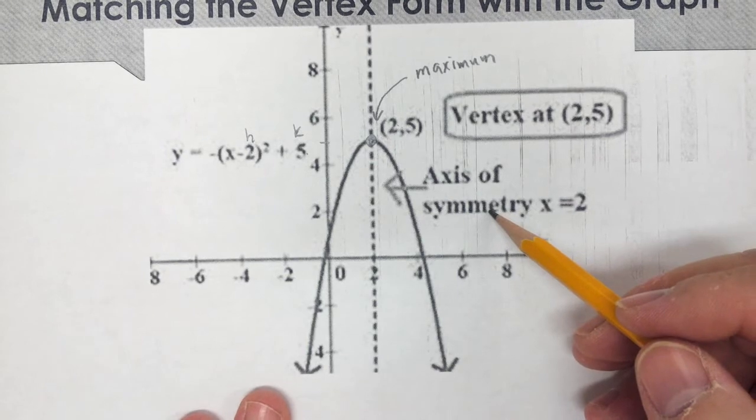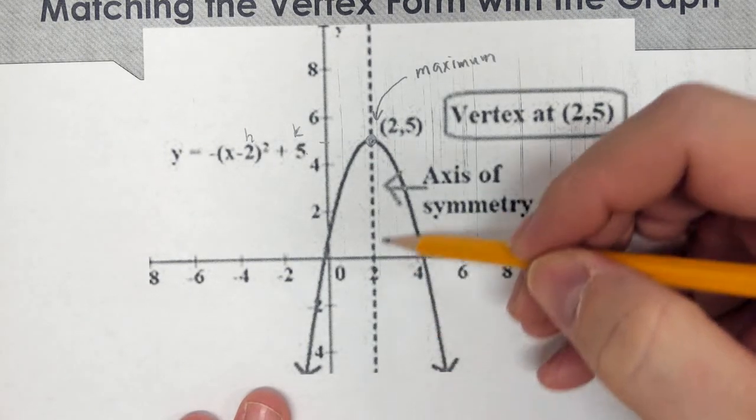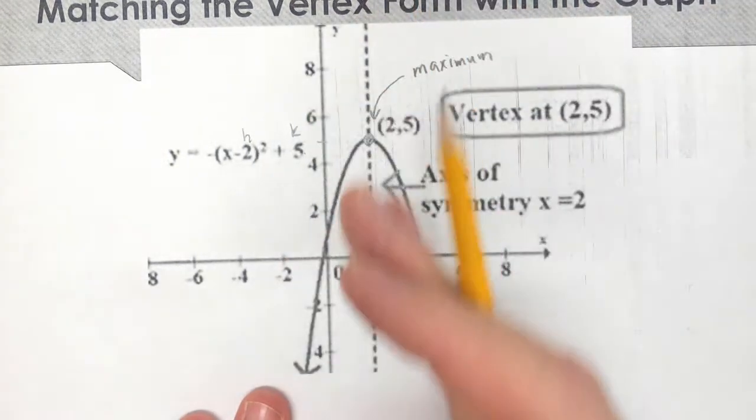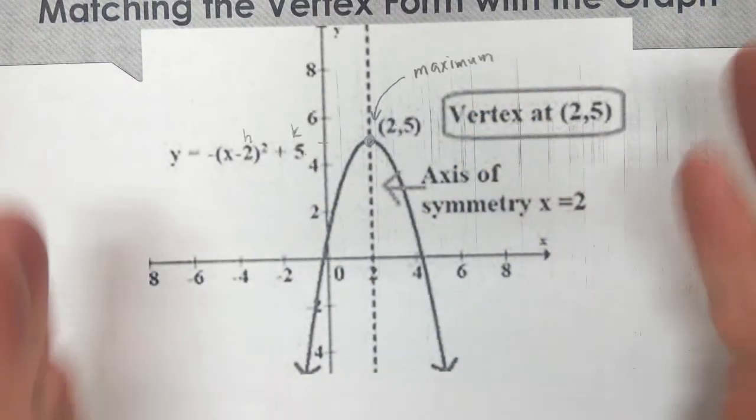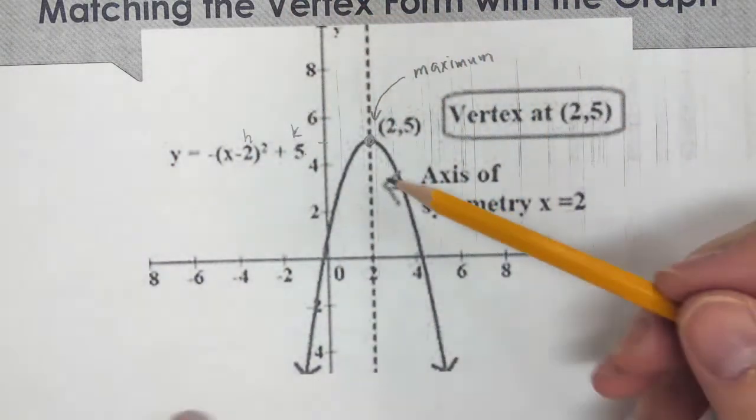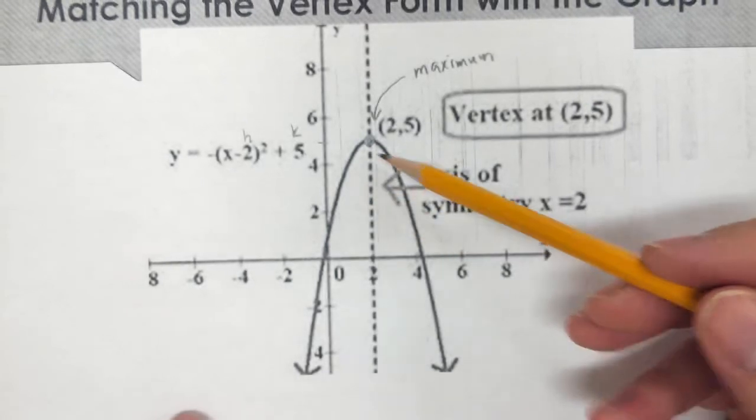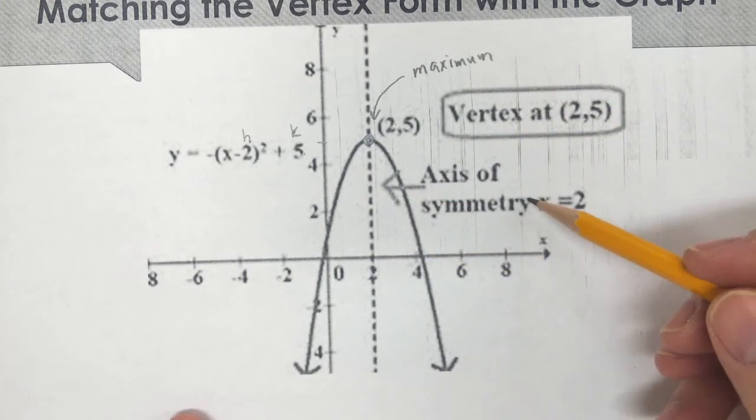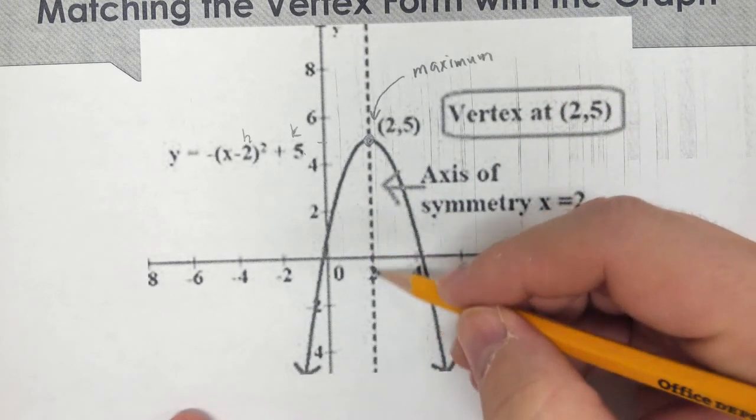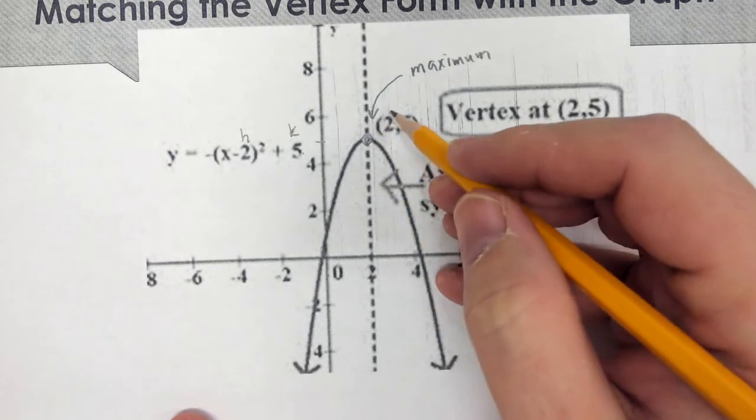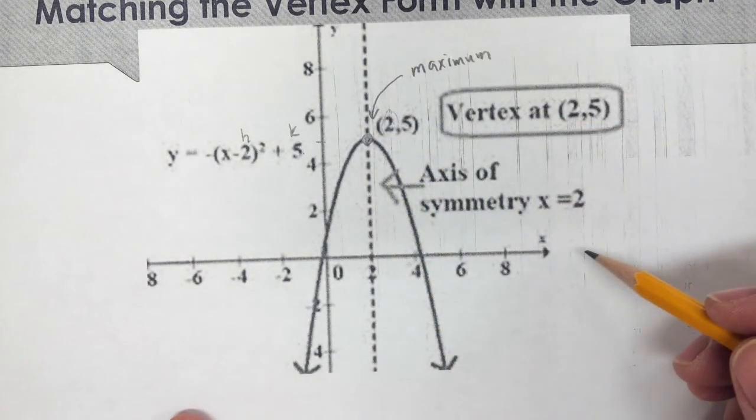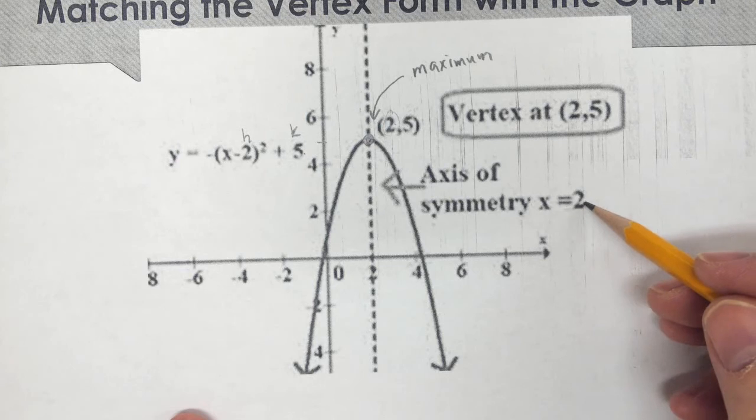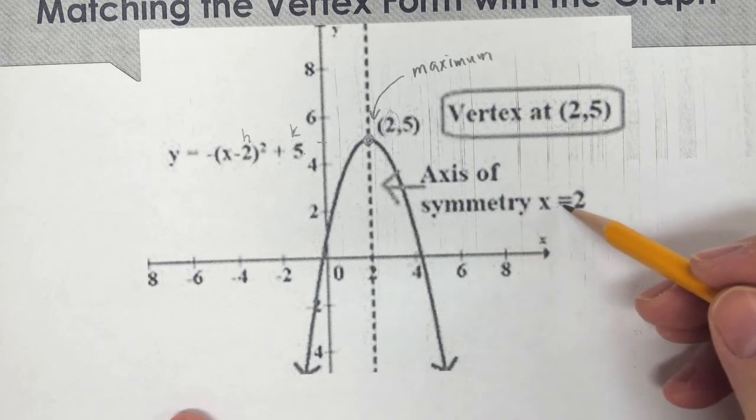Also notice that here is our axis of symmetry. Notice that it cuts the parabola in half so that if I folded the parabola up, it would be equal on both sides. And that axis of symmetry is x because it's a vertical line, and it's the value of h. So x equals 2. The axis of symmetry happens at x equals 2.